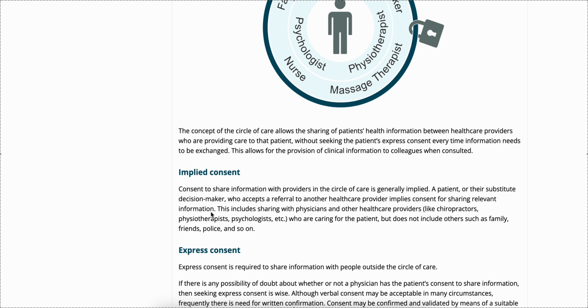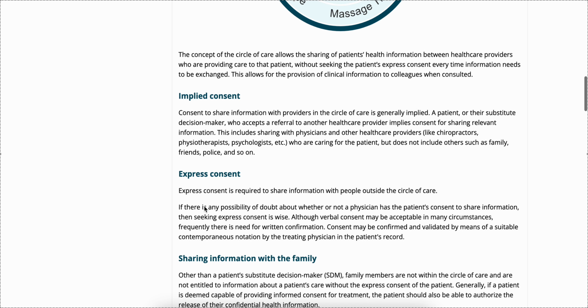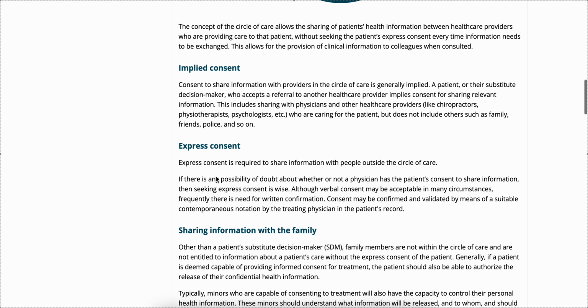So what comes under implied consent is only those who could be participants of the circle of care. Family members and police don't come into the circle of care. You can only provide information to family members if the patient wants it to be provided. Express consent is when we have to ask the patient. Express consent is required to share the information with people outside the circle of care.